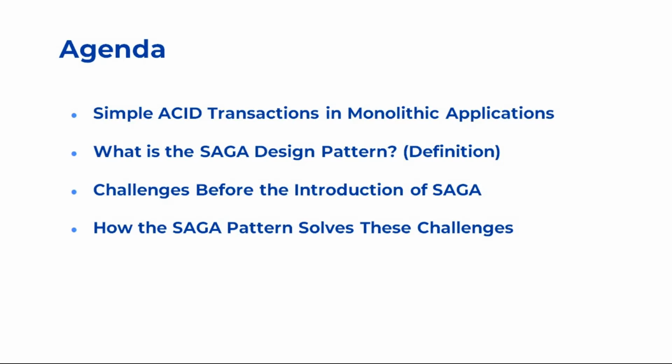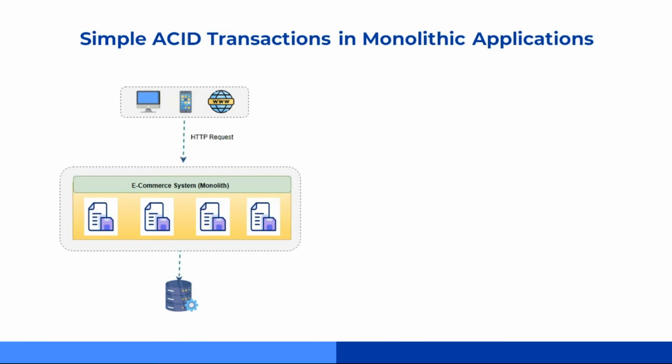services. And finally, we'll see how the Saga pattern addresses those challenges by breaking down large transactions into smaller, manageable steps while ensuring eventual consistency. This will give you a clear picture of why Saga is such a powerful pattern in modern microservices architecture. Let's get started with the first topic, ACID transactions in monoliths.